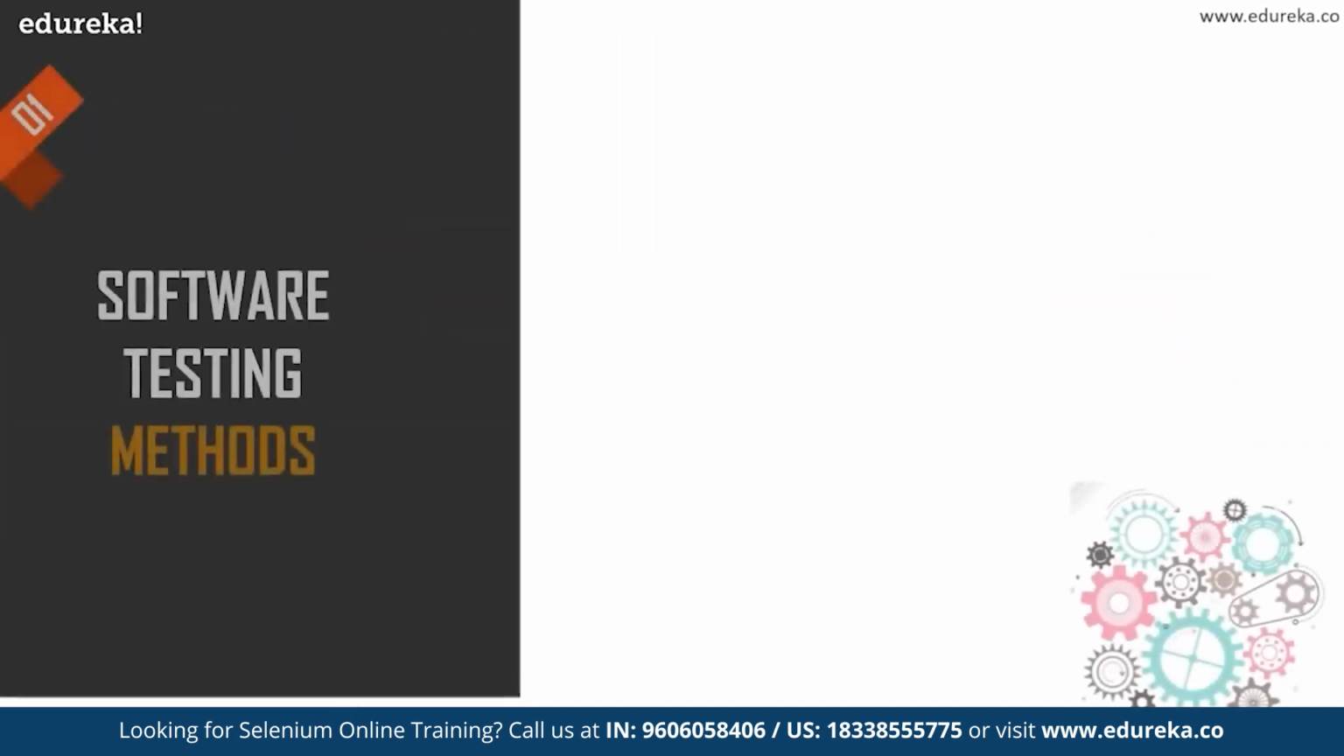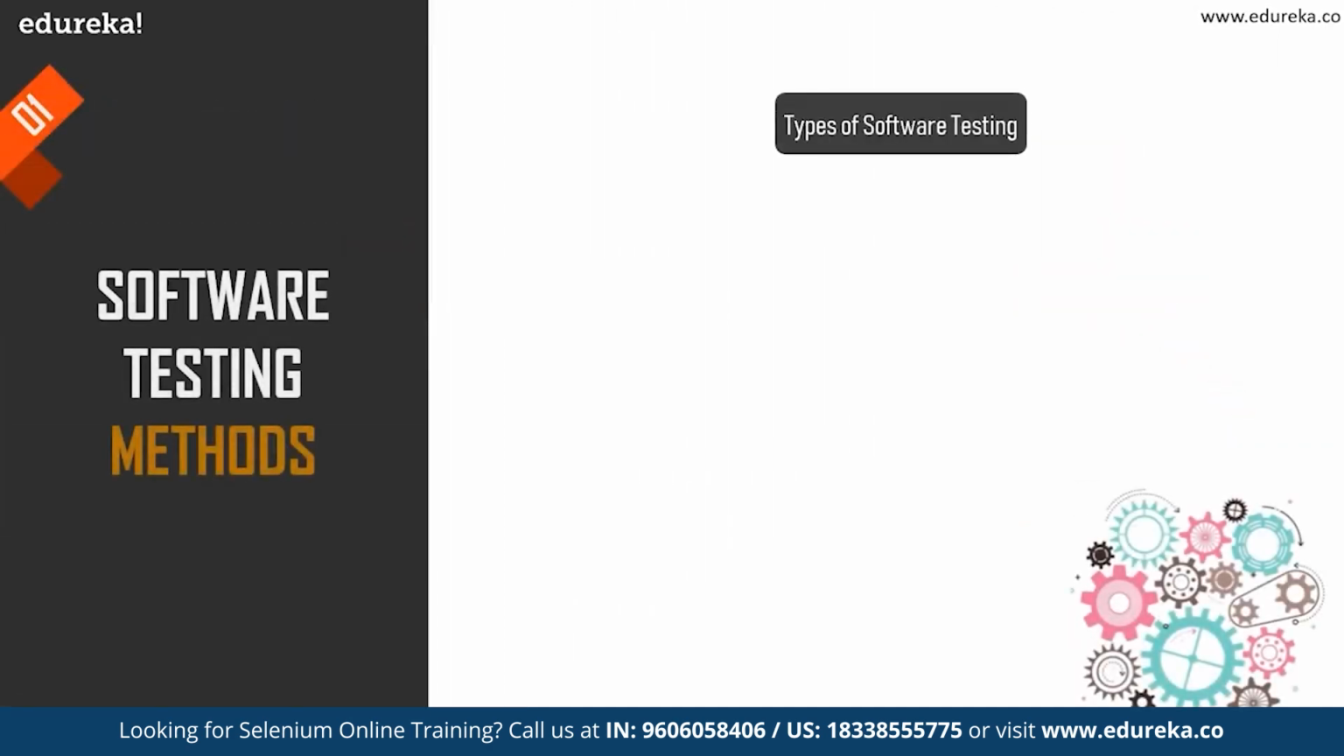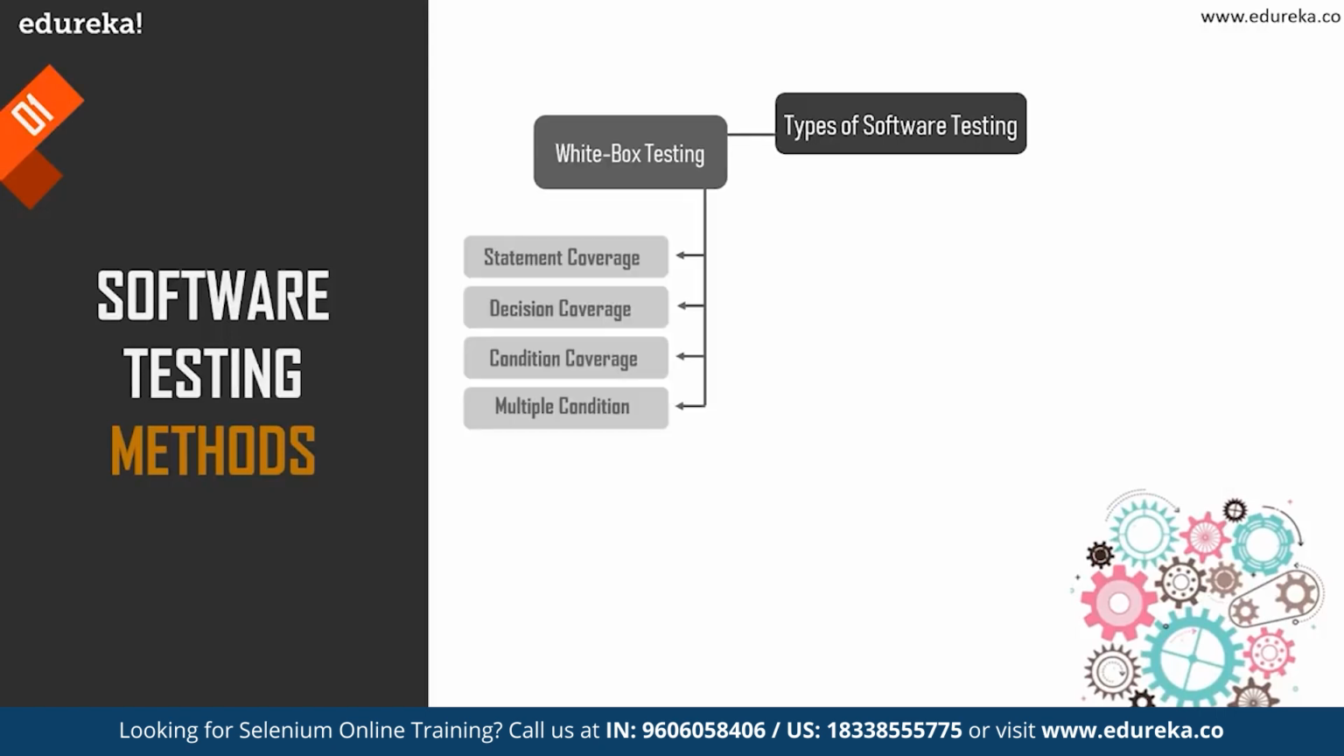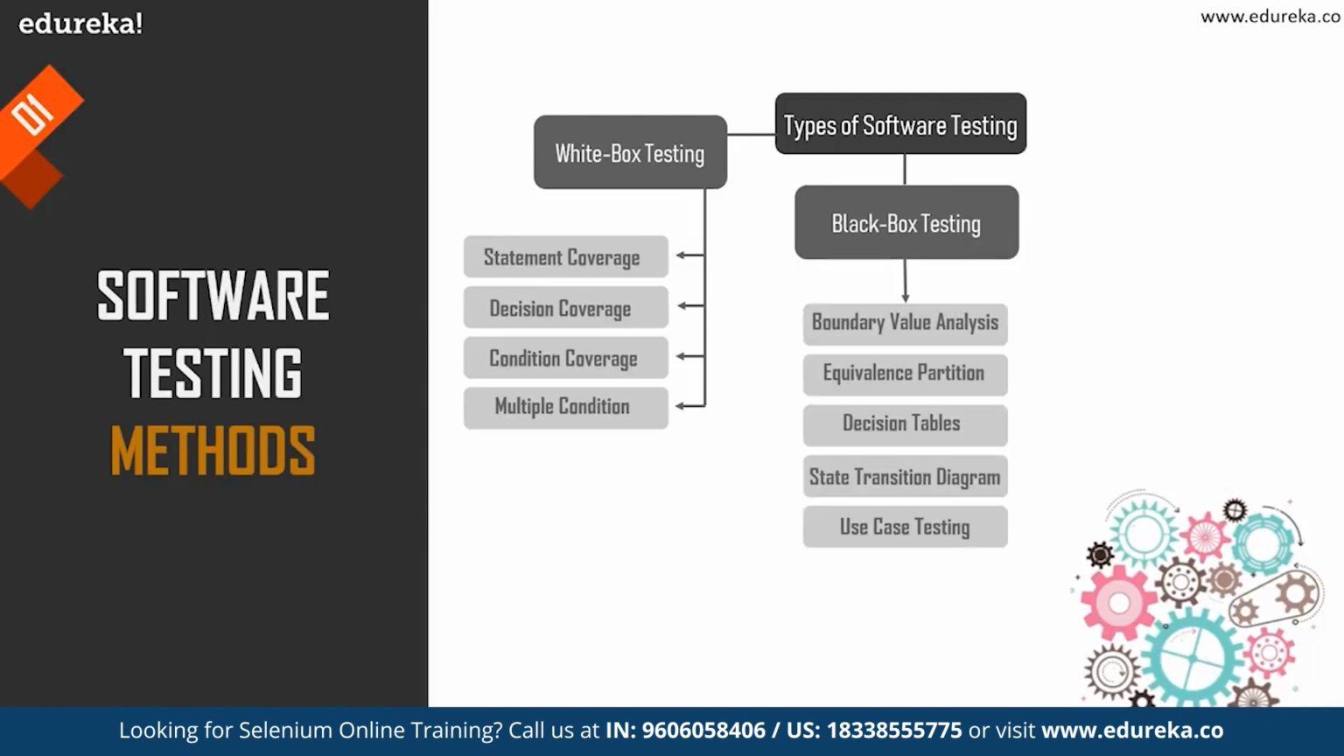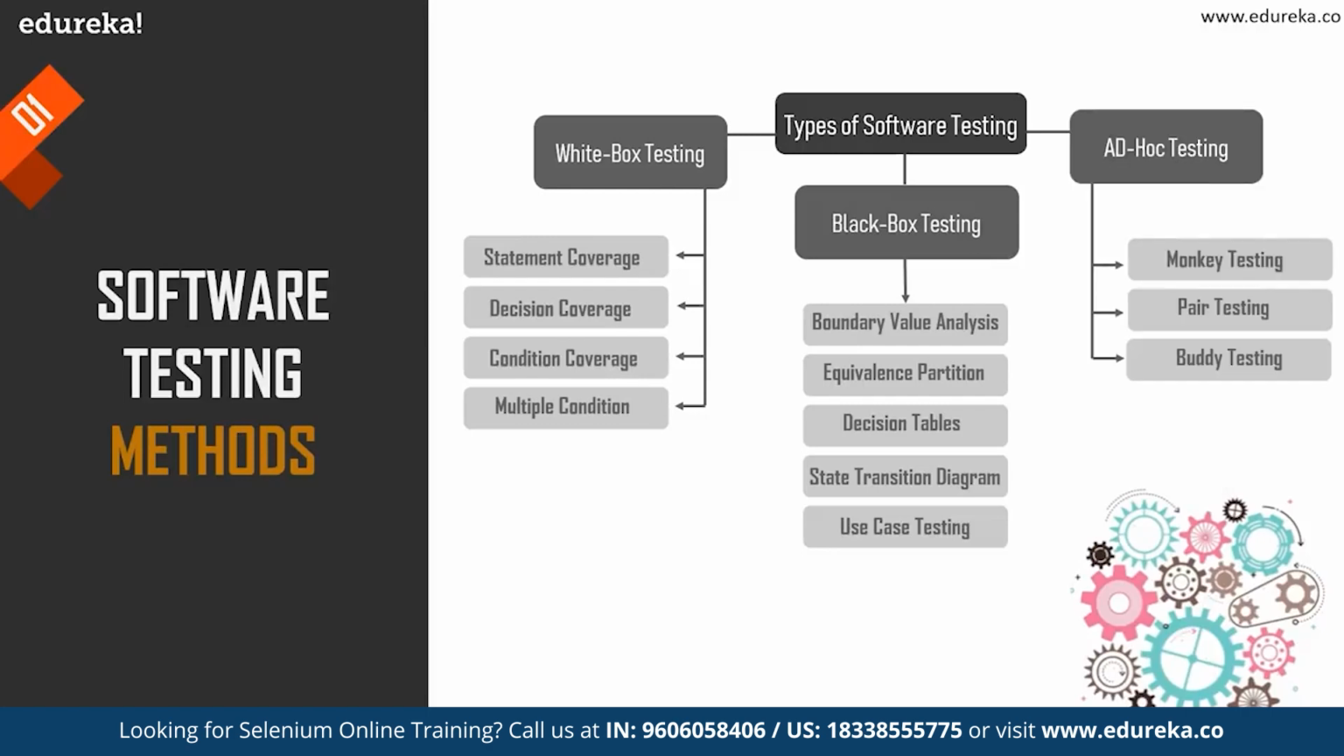So each of these methods that we discussed just now, I mean white box, black box and ad hoc testing, has multiple techniques coming under these categories. For example, under white box, you have statement coverage, decision coverage, condition coverage and multiple condition coverage. For black box testing, you have decision tables, use case testing, state transition diagram, BVA, which is nothing but boundary value analysis, and equivalence partition. Under ad hoc testing, we have pair testing, monkey testing, buddy testing, and much more. If you want to know more about any of these techniques, you can refer to the software testing methodologies and techniques video or blog in the Edureka playlist.